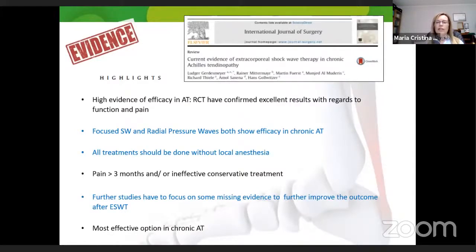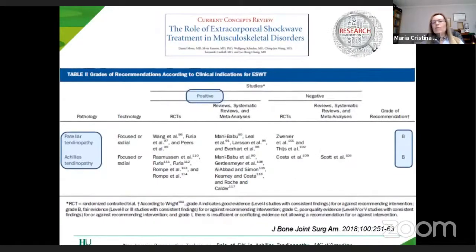From the literature in 2015, it was clarified that focused and radial pressure waves are both effective in chronic Achilles tendinopathy. All treatments should be done without local anesthesia. We should use shockwaves if pain persists for more than 3 months or other effective treatments are not enough. And in 2018, thanks to Professor Daniel Moyer and co-authors, it was clarified that Achilles tendinopathy and patellar tendinopathy have a positive, really high evidence, level B, according to Bright. So it is very justified to apply shockwaves.